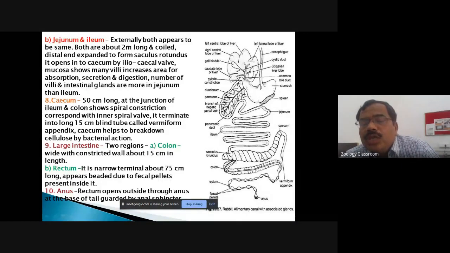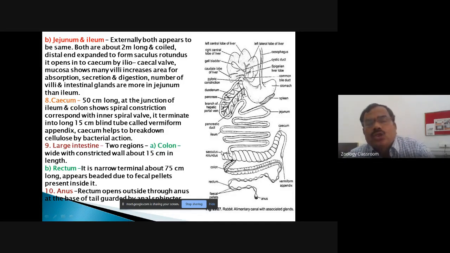So this is the cecum, a spirally coiled structure. It opens into the cecum, and at the opening point a valve is present. That valve is called the ileocecal valve.